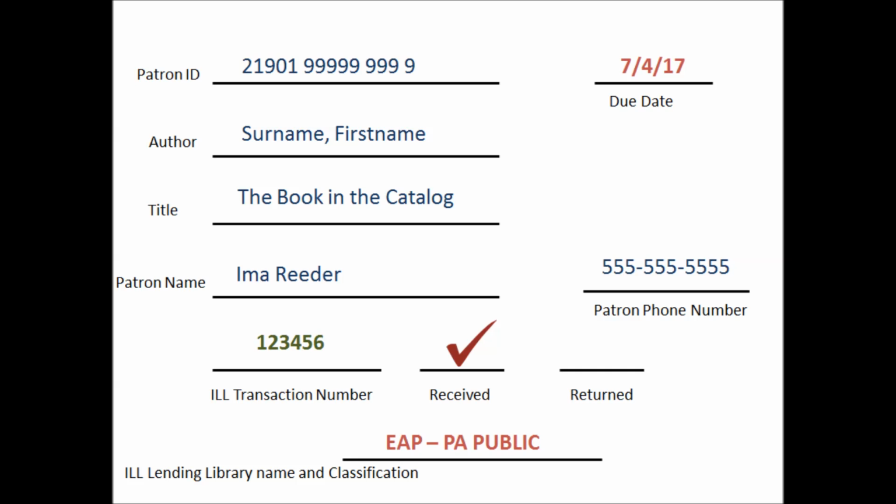On the form, you should mark the item as received, make a note of the due date specified by the lending library, and write down the code for the lending library and the type of library it is. Lending libraries can be classified as PA Public, PA Academic, PA School, PA Other, District, and Out of State. The form should now look like this.